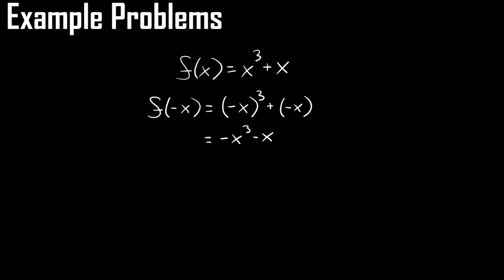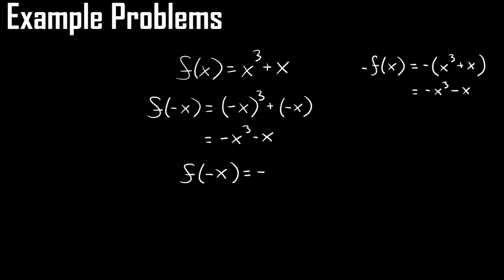So now let's find negative f of x. So negative f of x equals negative x cubed plus x. When we distribute the negative sign, we will get negative x cubed minus x, which matches f of negative x. So f of negative x equals negative f of x. So this function is odd.